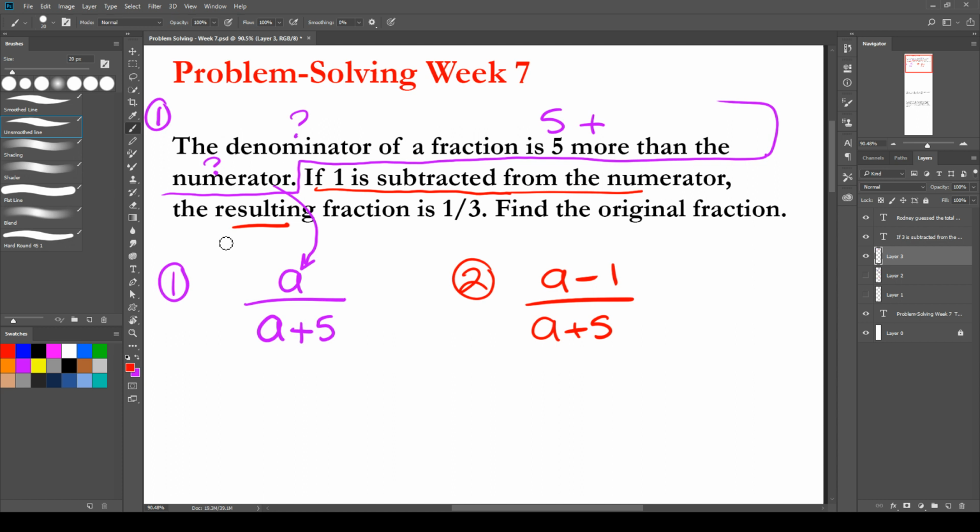Result is another way of saying equals, or it could also mean answer. So if I read that out in English, if 1 is taken away from the numerator, so A take away 1, the result or the answer fraction, the answer is 1/3. So that's how I've translated this into some algebra. So if you're able to do that, I would be very happy.